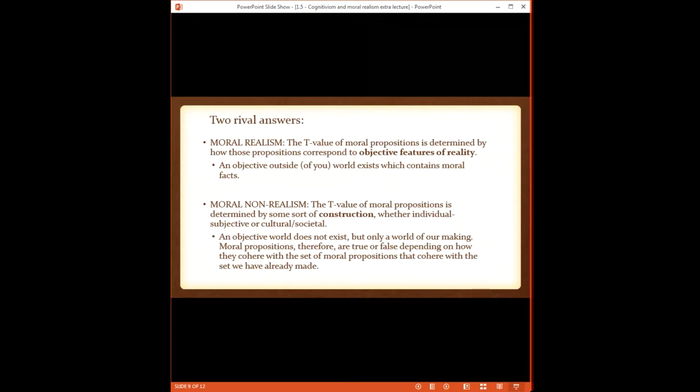So the moral non-realist kind of wants to have it both ways by saying, indeed, that there are truth values to moral claims, but what makes those claims true or false isn't the objective world outside of us. It's not some feature of the world that makes these claims absolute, right?